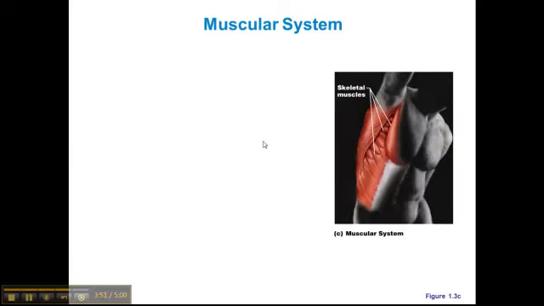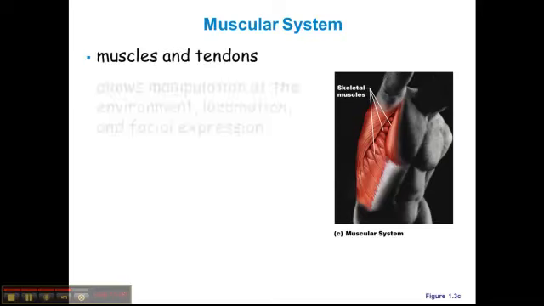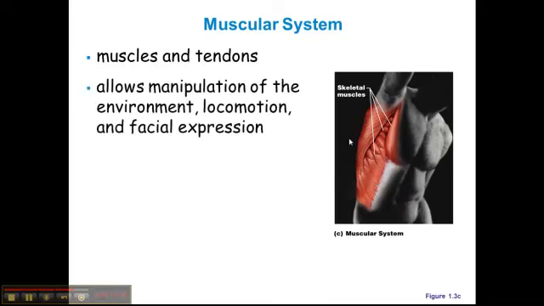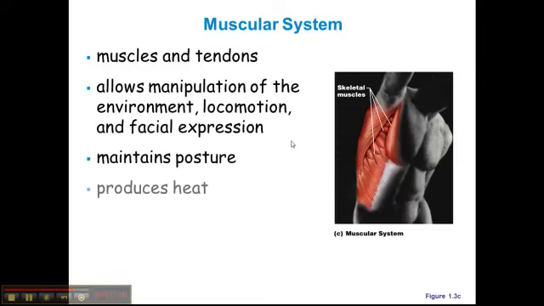The muscular system we will look at on the microscopic and molecular level in Chapter 9, and the gross anatomy will be covered in Anatomy and Physiology 2. The muscle system includes the muscles and tendons, and this system allows us to manipulate our external environment and move. It helps us to maintain posture and produces body heat.